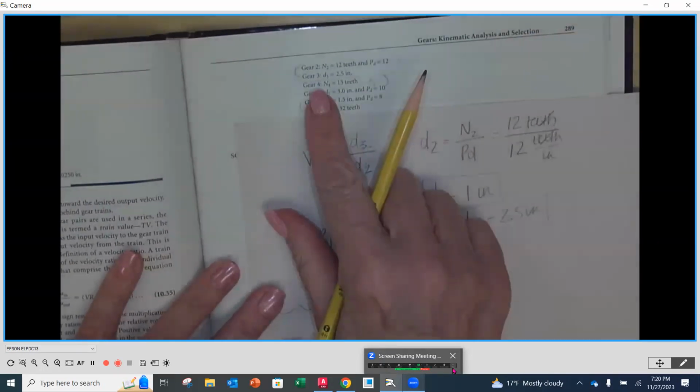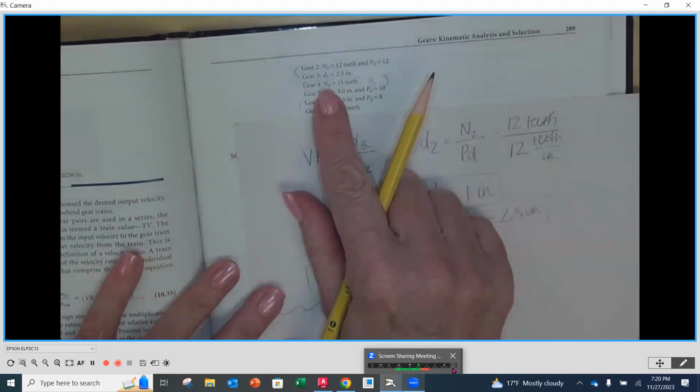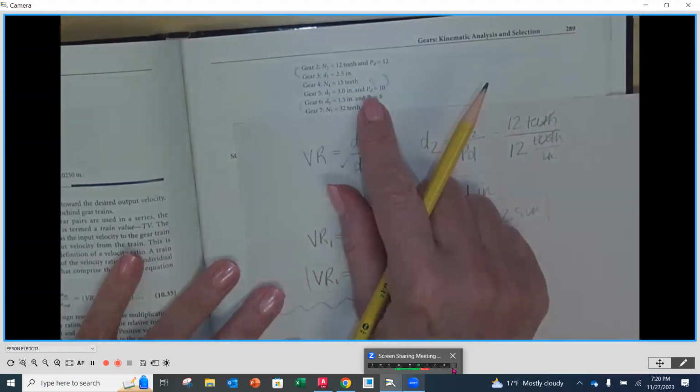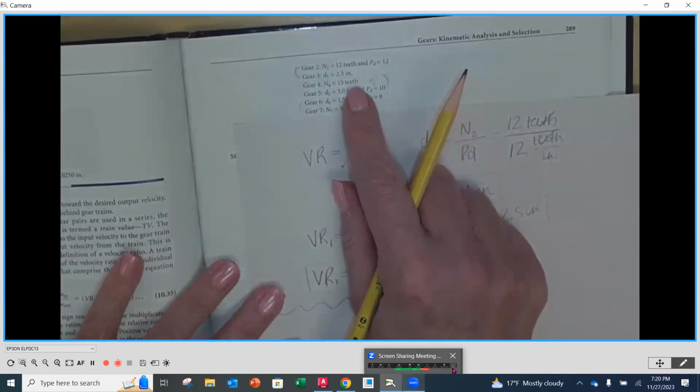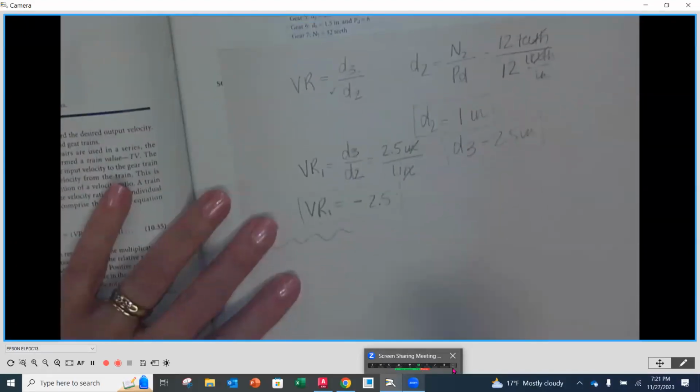So let's look at our second set. Our second set is gear 4 and gear 5. Okay, and we want to do that very same thing. Notice that we're given a diametral pitch here for gear number 5, which means that number 4 has to have the same diametral pitch, which is going to be 10 for each one.